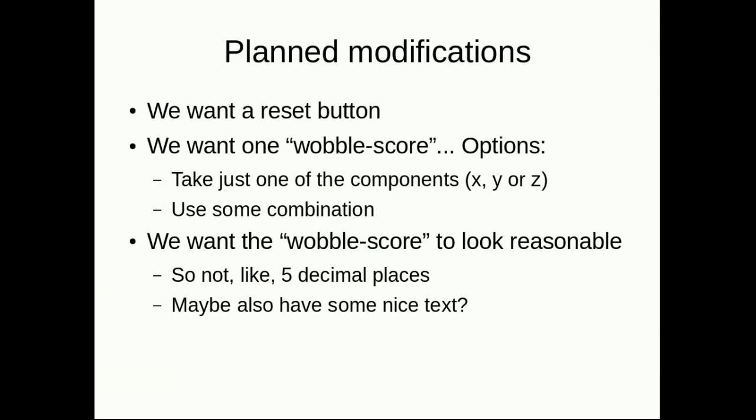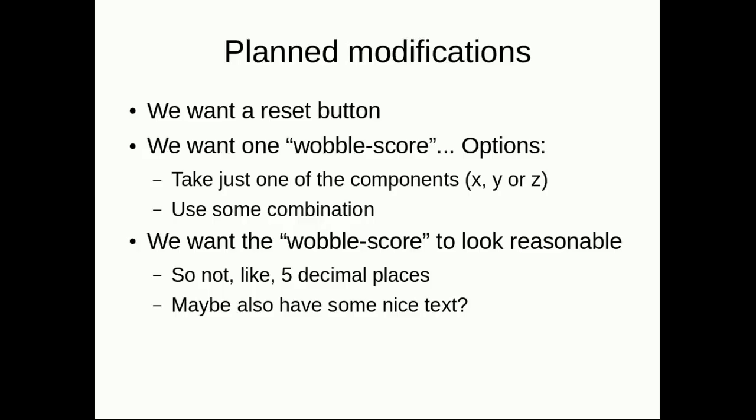What we want is a reset button. So at the moment there's a reset button and it doesn't do anything. The other thing we want is one wobble score. So instead of having X, Y and Z going up all the time the phone moves like a hair, what we want is one score that does one decent thing, and it's a measure of how much it's wobbled.